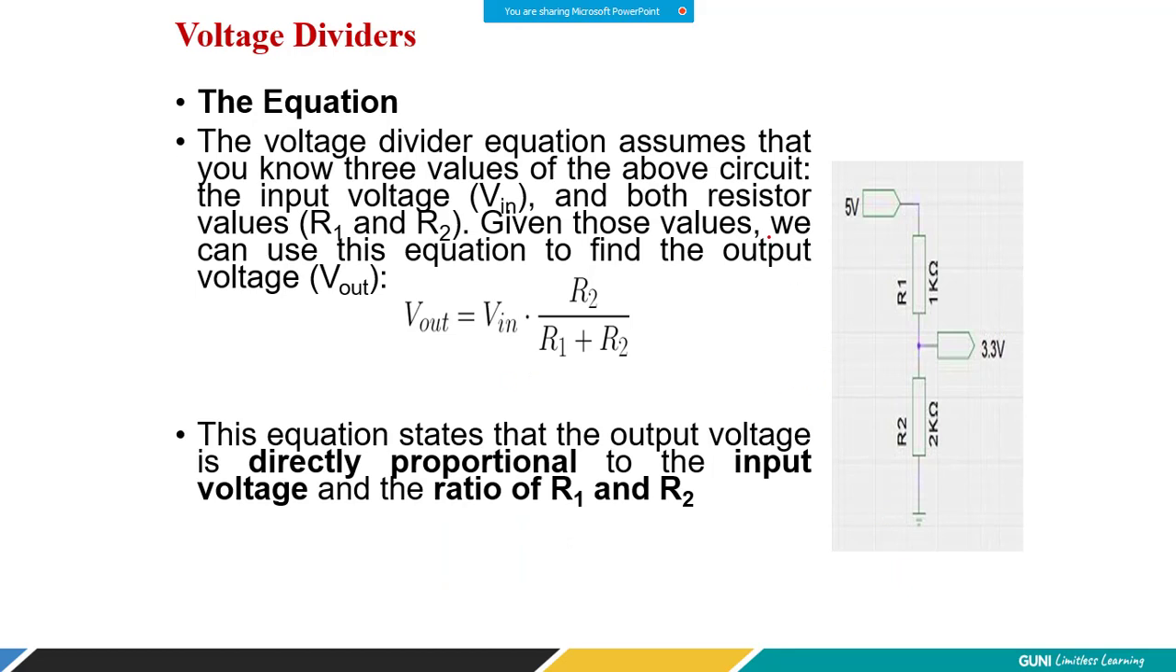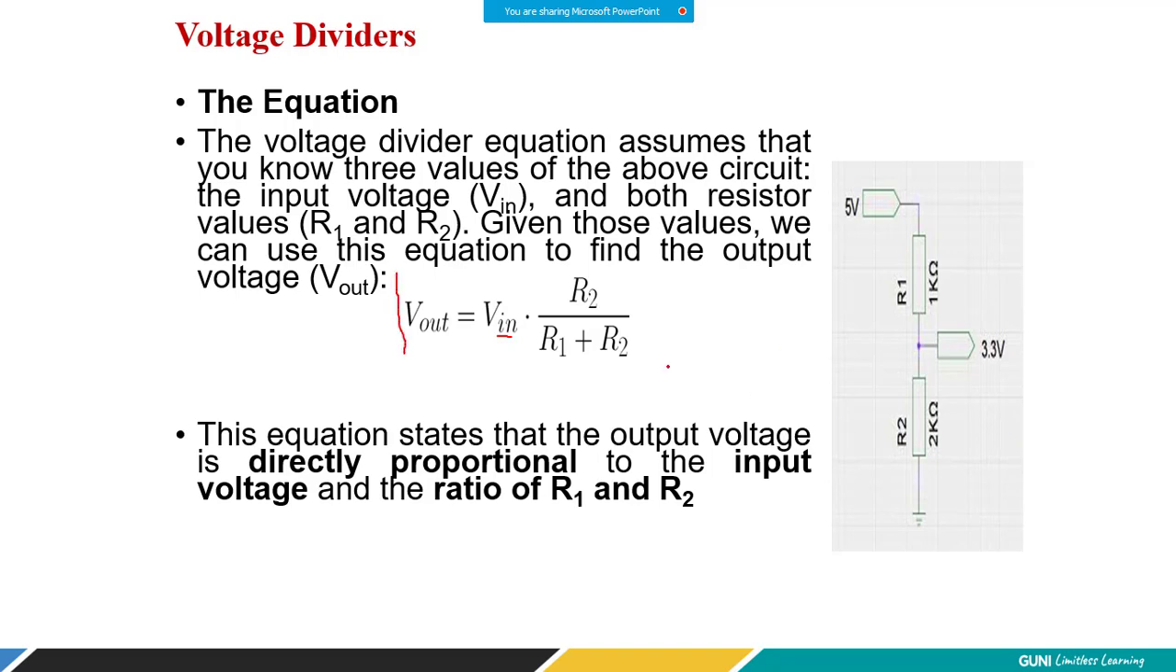So voltage divider equation: assume that you know three values of the above circuit. The input voltage, this is the assumption, you have a value of input voltage and both the resistor values, that is R1 and R2. Given those values, we can use this equation to find the output voltage, that is V out. So what is the formula? This is a very important formula that you must remember.